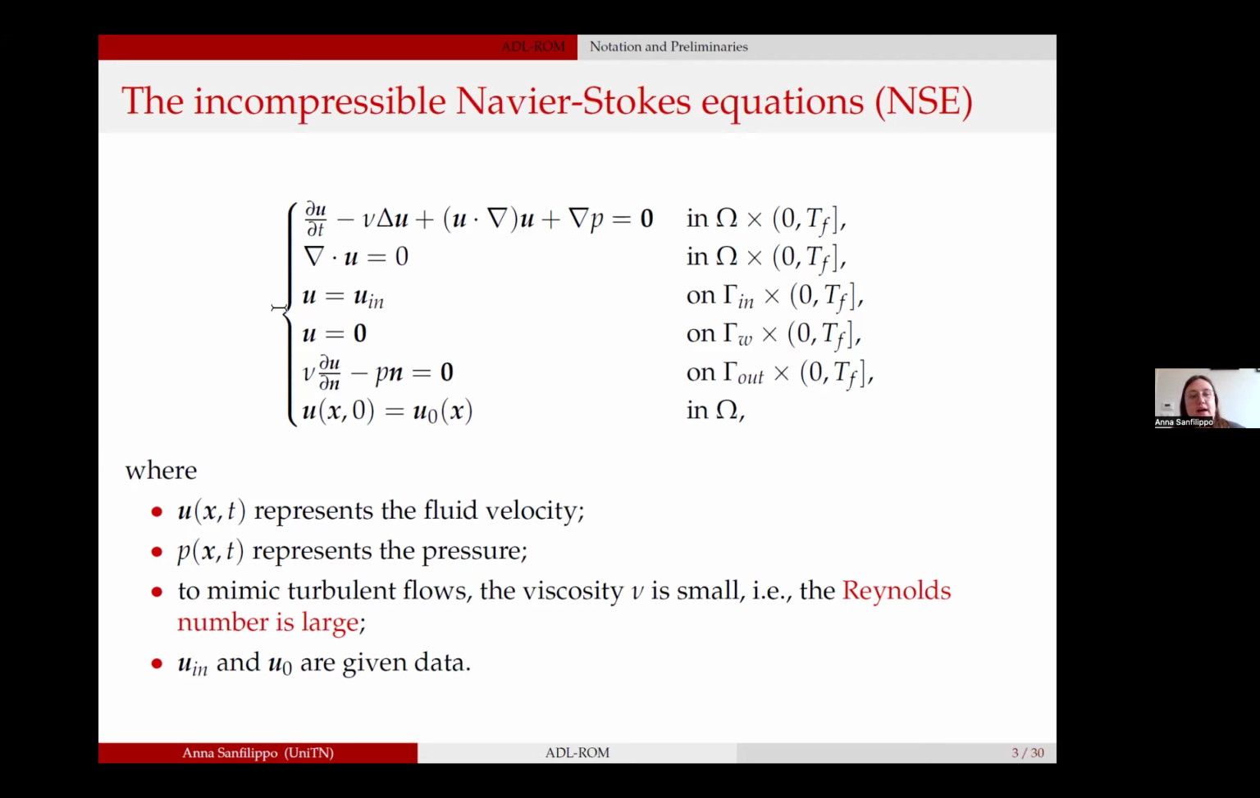In particular, we have non-homogeneous Dirichlet boundary conditions on the inlet, and also uin is obviously a given data. We have no-slip or homogeneous Dirichlet boundary conditions on the walls, and homogeneous Neumann boundary conditions on the outlet.